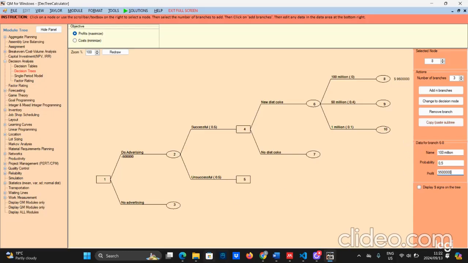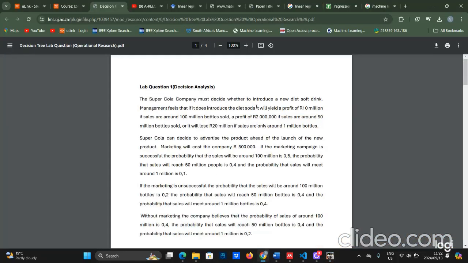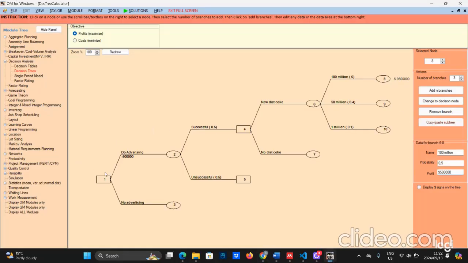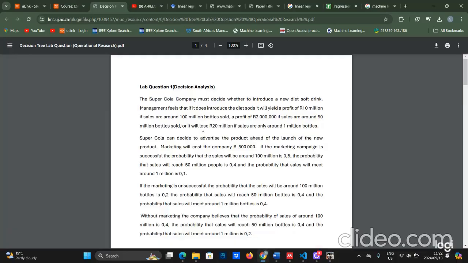And then here, they're saying if they sell 50 million bottles, they make 2 million, right? Since they already spent 500,000 on advertising, we will also subtract that 500,000 from the 2 million, which means the expected profit will be 1.5 million. And then if they sell 1 million drinks, they're expected to lose 20 million, right?